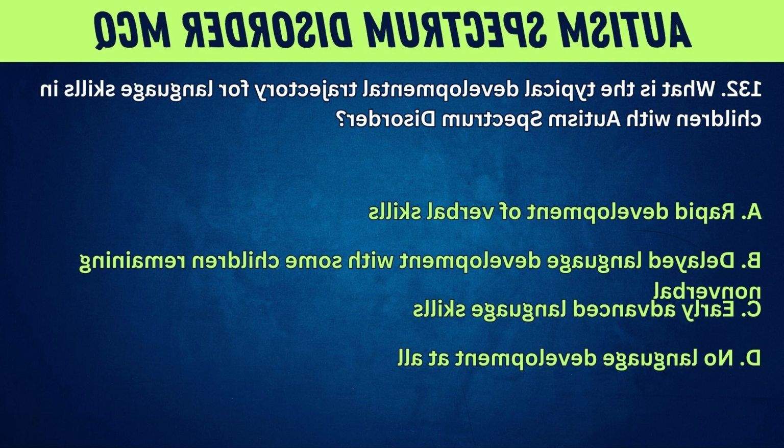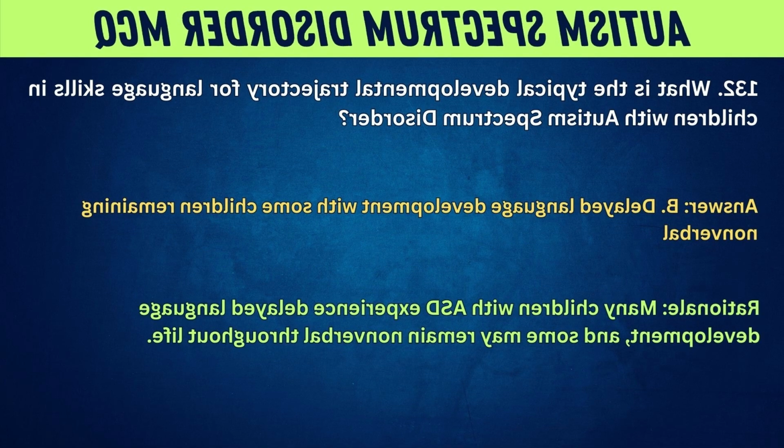132. What is the typical developmental trajectory for language skills in children with autism spectrum disorder? A. Rapid development of verbal skills. B. Delayed language development with some children remaining nonverbal. C. Early advanced language skills. D. No language development at all. Answer: B. Delayed language development with some children remaining nonverbal. Rationale: Many children with ASD experience delayed language development, and some may remain nonverbal throughout life.